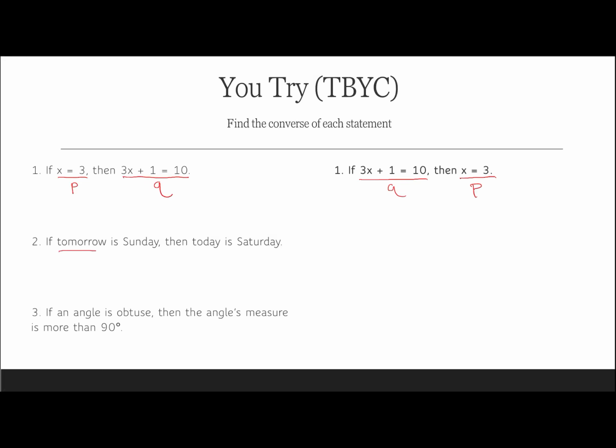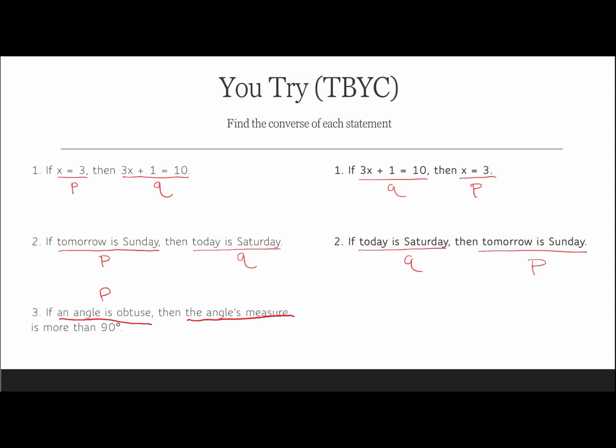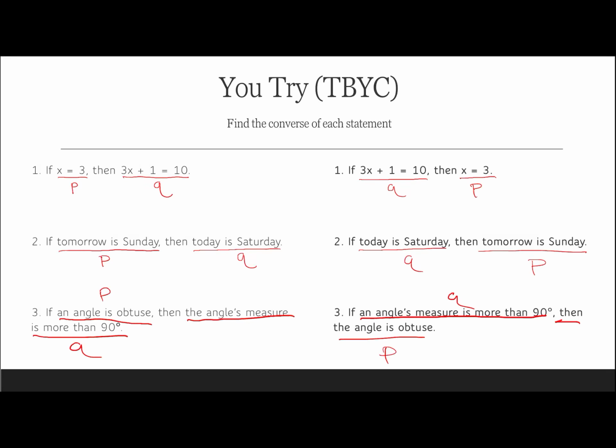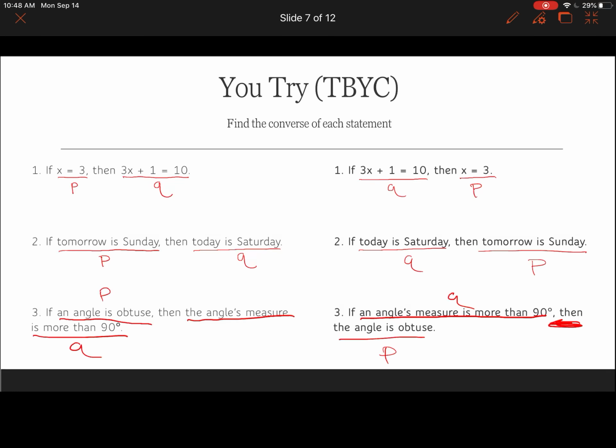For number 2, if tomorrow is Sunday, that is going to be statement P. Today is Saturday is statement Q. We get if today is Saturday, then tomorrow is Sunday. Notice how we again swap the hypothesis and conclusion. For number 3, if an angle is obtuse, then the angle's measure is more than 90 degrees. An angle is obtuse, statement P. The angle's measure is more than 90 degrees, statement Q. So we swap these again and we get if statement Q, then statement P. We don't underline then, I'm sorry. Still good.